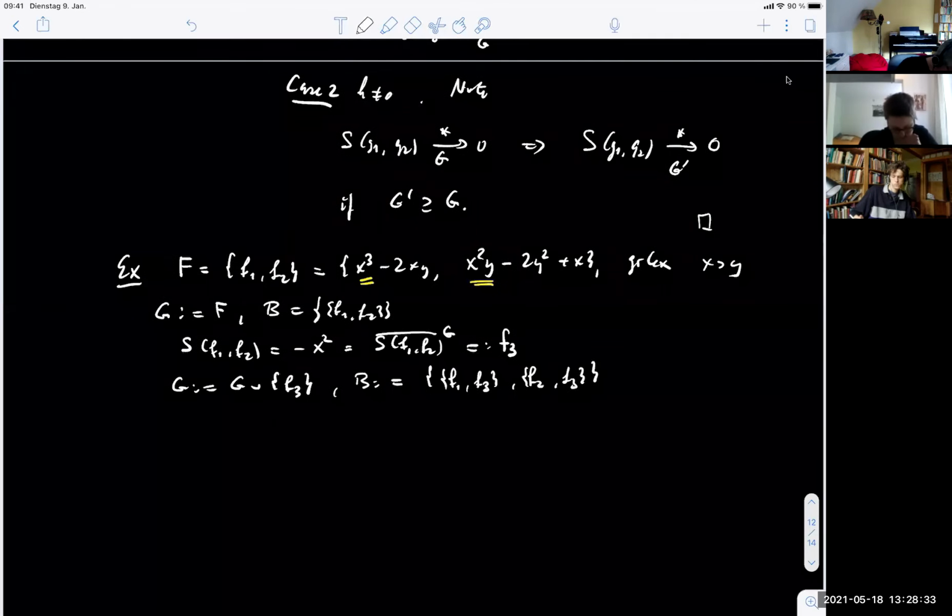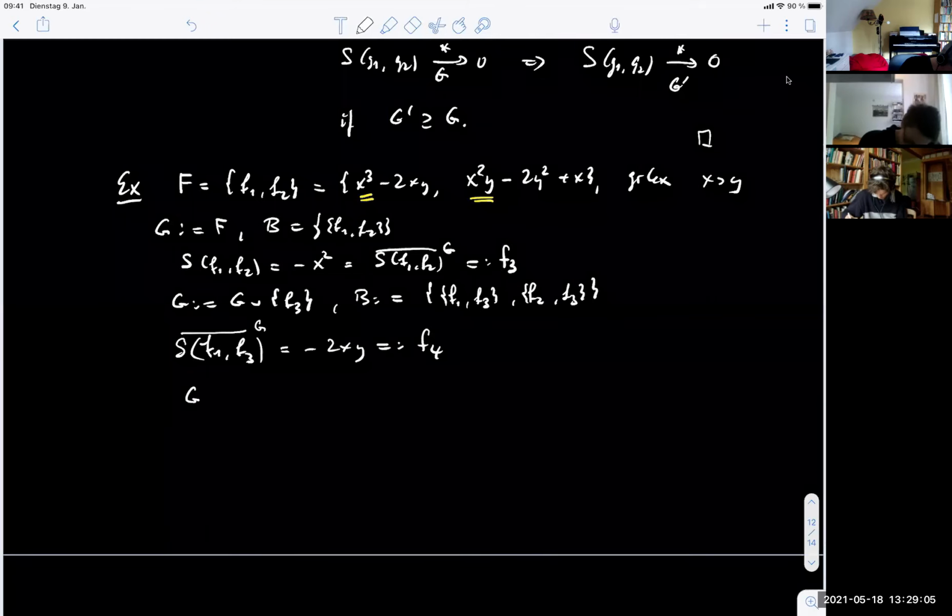Now I pick, let's say, f1 and f3. I compute the S polynomial. I leave out the little computation. It's easy actually. It's minus 2xy. This xy is a normal form, obviously. So this is actually the normal form, and I call this f4. So now this is the new G, I add f4.